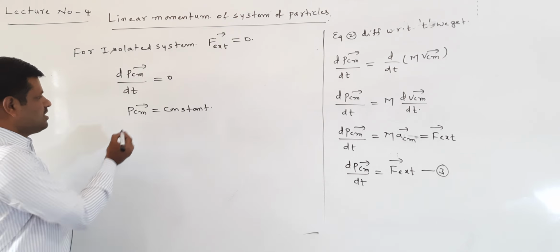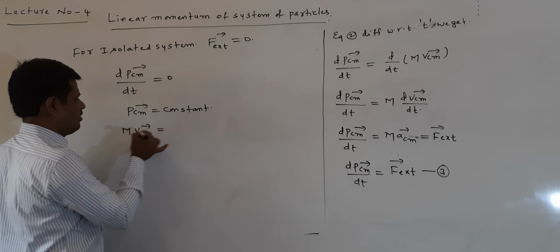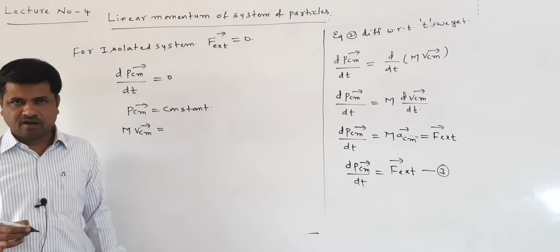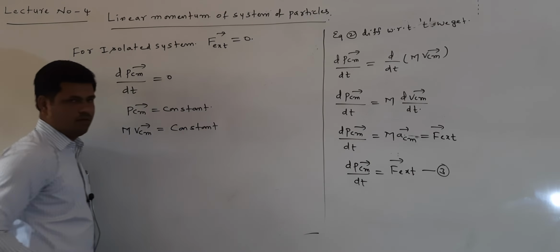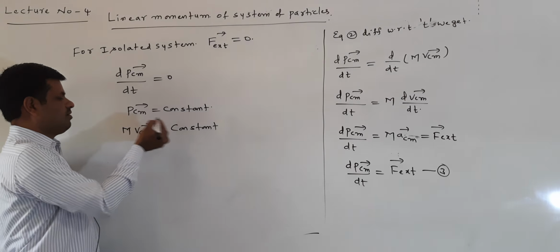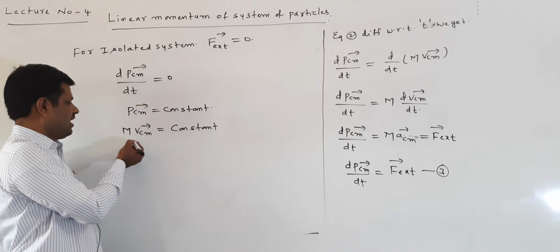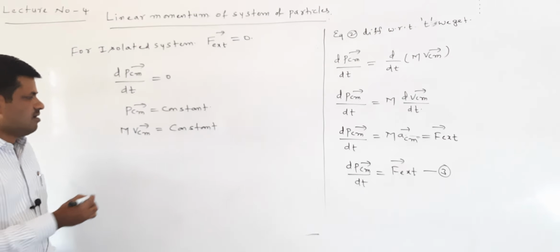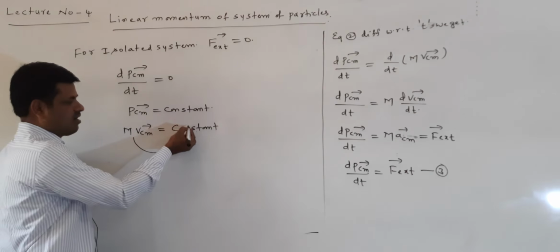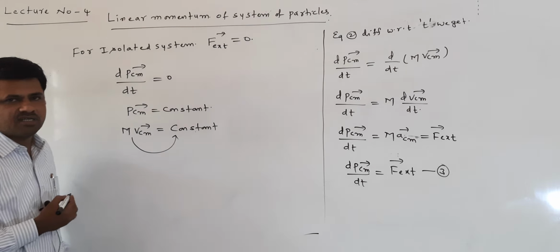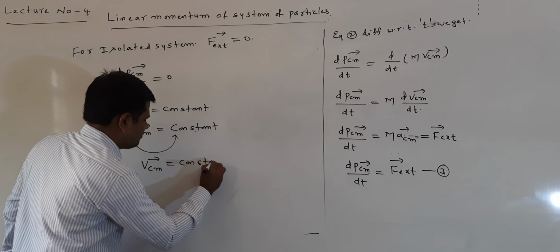Now Pcm bar we already know can be written as m into Vcm bar, mass into velocity of center of mass. So m into Vcm bar is equal to constant. Mass is a constant, and a constant divided by a constant is again a constant. So we get Vcm bar is equal to constant.